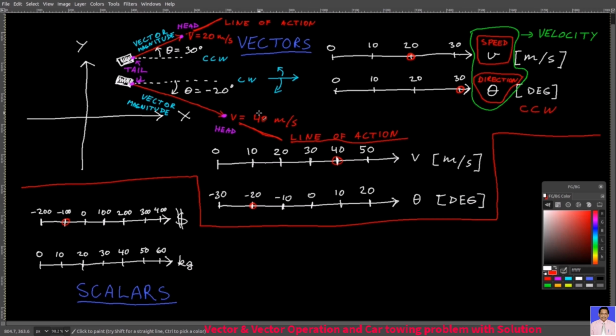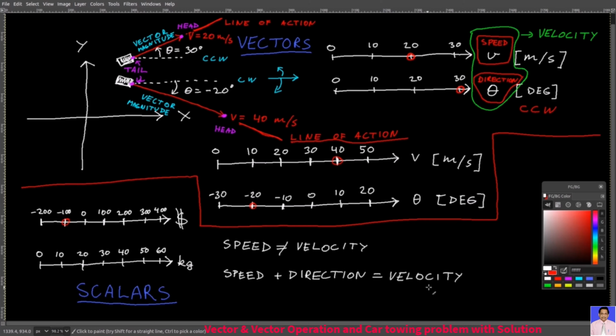Finally, now you know that speed and velocity are not the same thing. Speed by itself is a scalar quantity. It does not tell you anything about the car's direction. It just tells you how fast you cover the land. However, if you pair it with the angle theta, which does tell you about the car's driving direction, then you have a velocity, and that's a vector. So speed does not equal velocity, but speed plus direction equals velocity.